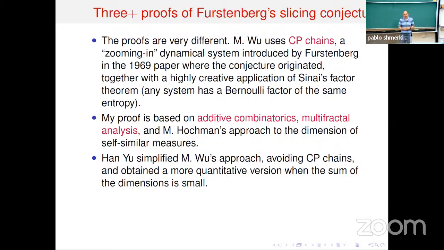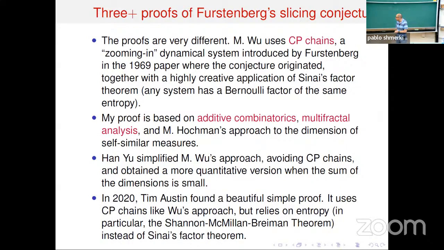Okay, and then there were some further developments. Han Yu simplified Meng Wu's approach, completely bypassing CP chains. So he has a more elementary proof in some cases, not in all cases. And in some cases, he also obtained some more quantitative information. And then even more recently, Tim Austin found yet another proof, which has some features in common with Meng Wu's, but it's also very different. And it is by far the simplest. So if you want to read something beautiful today, before going to sleep, you can look at Tim Austin's proof. Okay, but he also uses Furstenberg's CP chains from 1969.